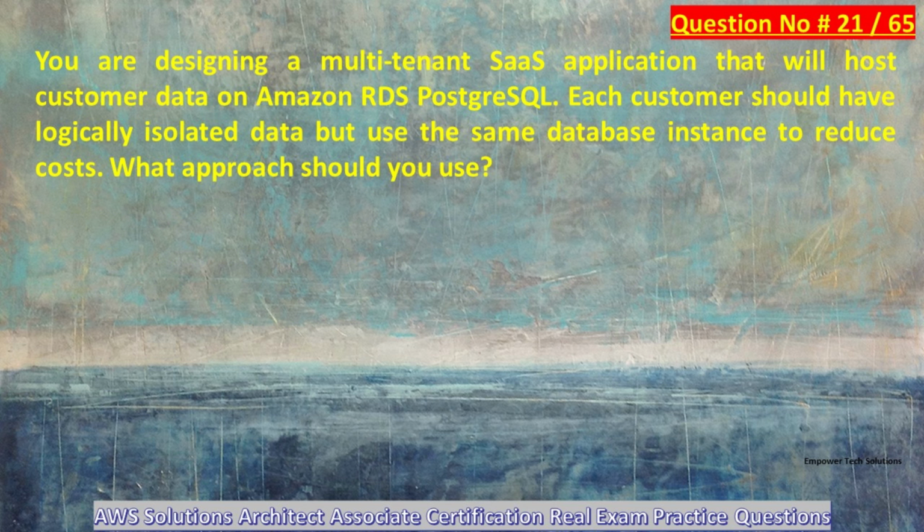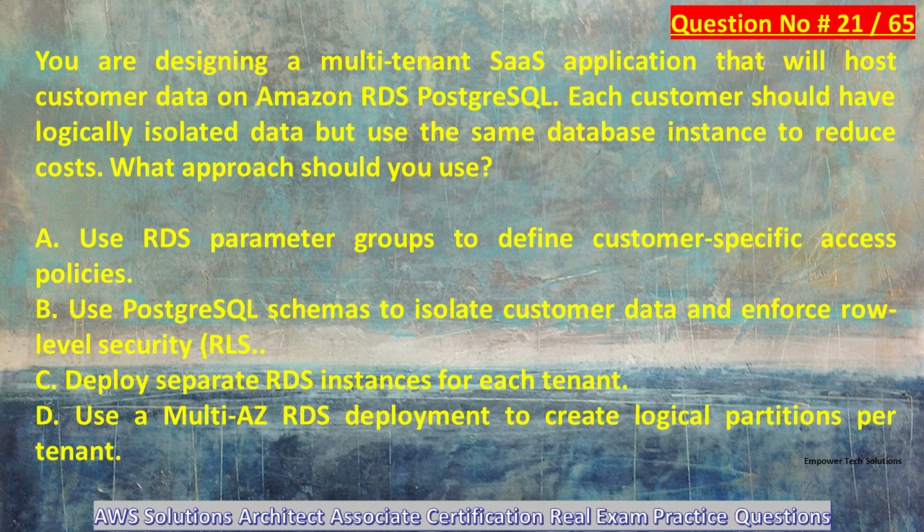You are designing a multi-tenant SaaS application that will host customer data on Amazon RDS PostgreSQL. Each customer should have logically isolated data but use the same database instance to reduce costs. What approach should you use? A. Use RDS parameter groups to define customer-specific access policies. B. Use PostgreSQL schemas to isolate customer data and enforce row-level security, RLS. C. Deploy separate RDS instances for each tenant. D. Use a multi-AZ RDS deployment to create logical partitions per tenant.